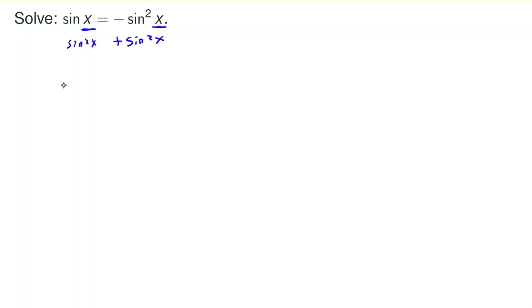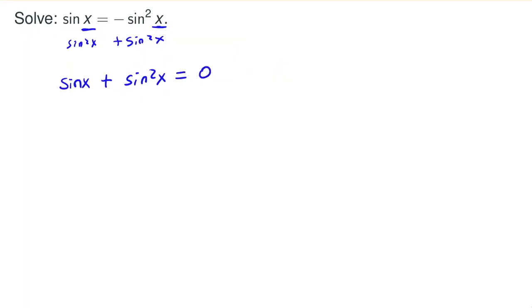So we have sine x plus sine square x. We cannot divide by sine x here, because sine can be 0. Okay, so this is the only way. Add equals, and the right side will be 0.